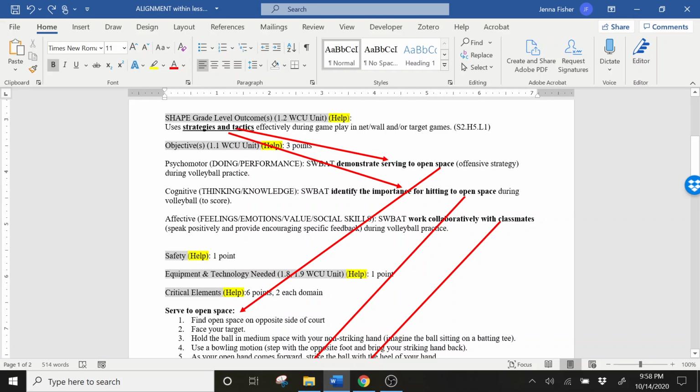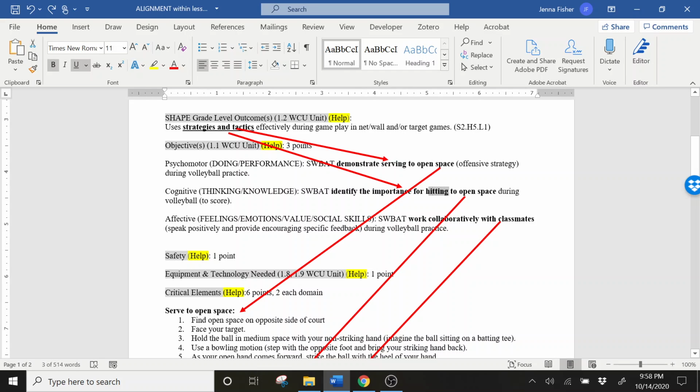And in this aspect, we're looking for them to identify the importance of hitting to open space. So why do we need to hit to open space? So notice hitting to open space, again, it's relating to our major grade level outcome, strategies and tactics.